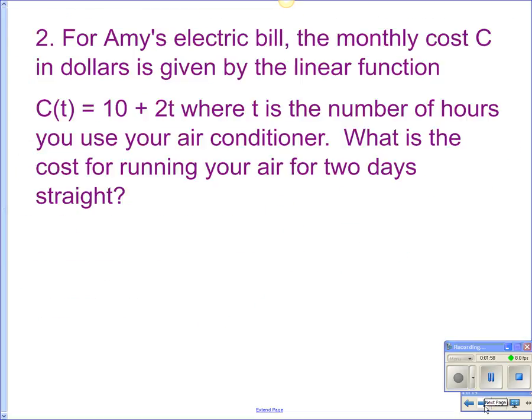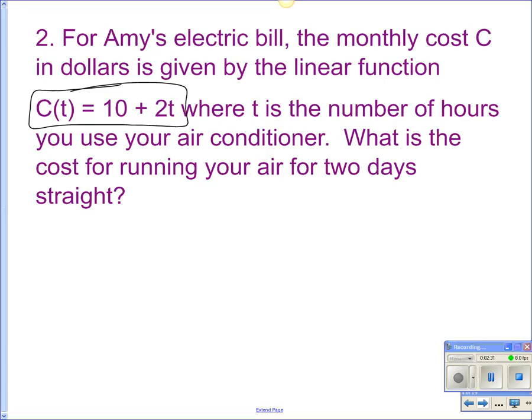Number 2, Blake, read it for us. $10 is given by the linear function C(T) equals 10 plus DT, where T is the number of hours you use your air conditioner. What is the cost for running your air for 2 days straight? Good. Tamara, give me something to circle. Good. So I'm going to circle that. You should do it on your paper.